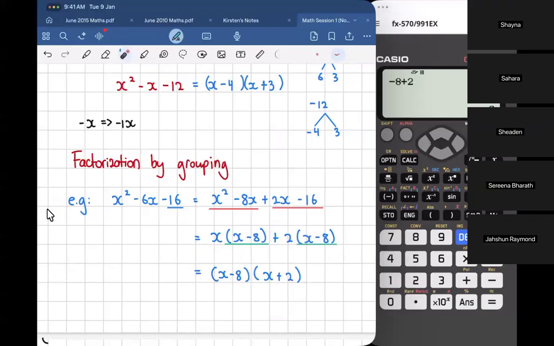Well, I can't really say both sides, right? We're just considering them individually. So, Shina, you see how we worked x squared minus 8x separately, and we worked 2x minus 16 separately, and then we saw that it had two common factors, and then we factor out and factorize again. You saw that? Yes, sir. Great.